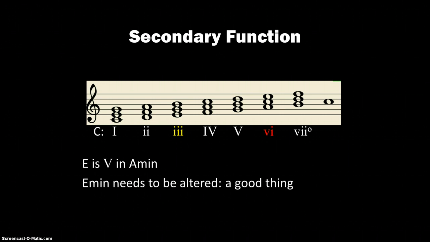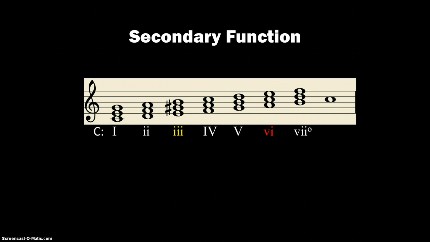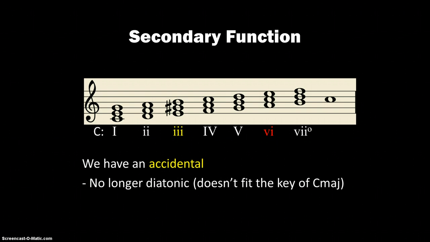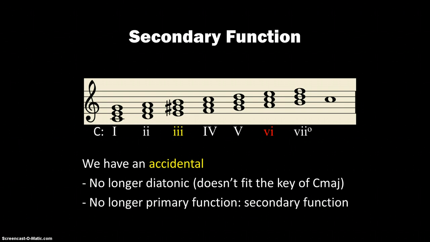It needs to be altered, and that's a good thing because that's going to pull us to the 6. So we're going to raise that G to a G sharp to get an E major triad. Okay. So now we have an accidental. We are no longer diatonic to C major. It doesn't fit in there, so we're not even thinking about C anymore. Okay, it's no longer primary functioning for C major. It's functioning to the secondary home, which is the A minor.